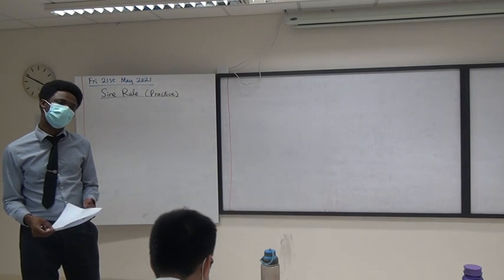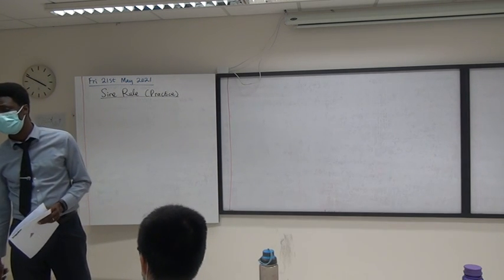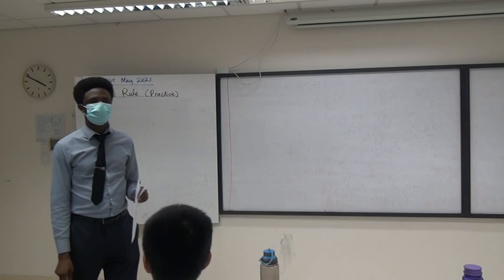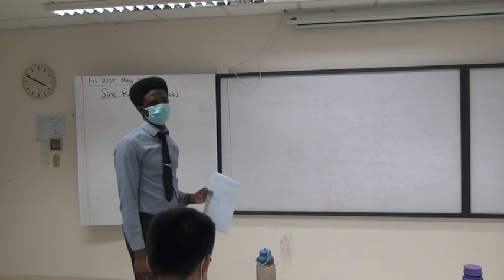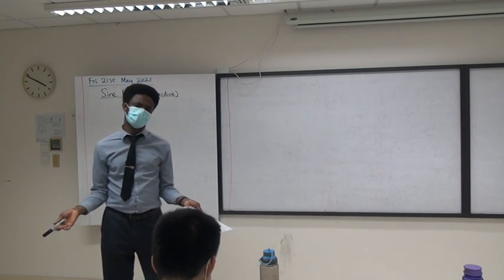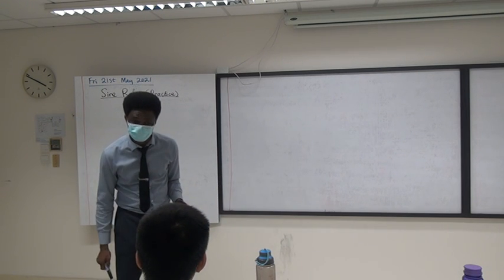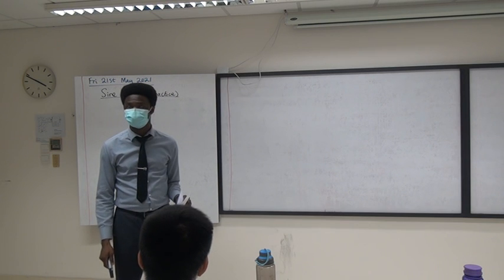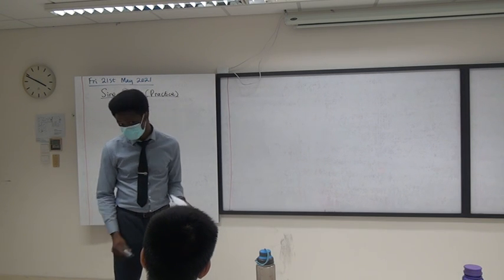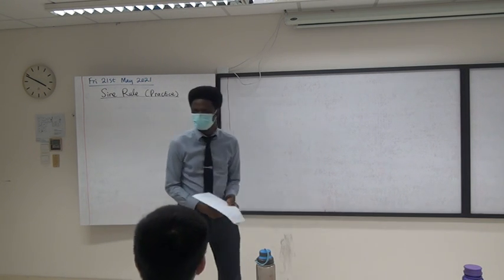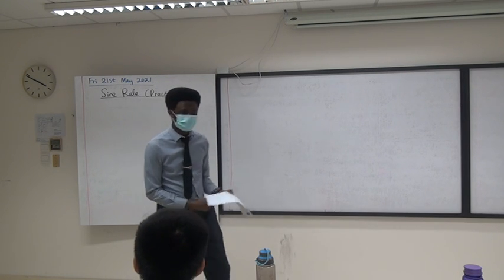Again, when do we use sine rule? What kind of triangle do we use it for? Not right angle triangle. So what are the names of the non-right angle triangles? No, isosceles could be right angle. Scalene could be right angle. What is scalene? What does scalene mean? None of the sides are equal.